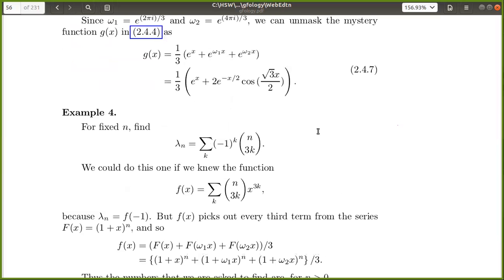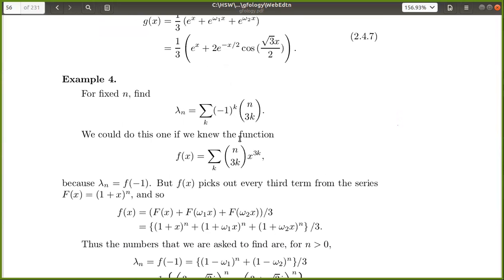To see an application of what we have just achieved, let's say we have to find this number, lambda n, which is given by the summation of minus 1 raised to k, n choose 3k, with k running from 0. So what we are really being suggested is that if we knew this particular function, then this can be computed. Because this function is nothing but evaluating this particular series at the value minus 1. When you do minus 1 raised to 3k, and then your summation is running on k, this 3k you can simply write as minus 1 raised to k and minus 1 raised to 2k.